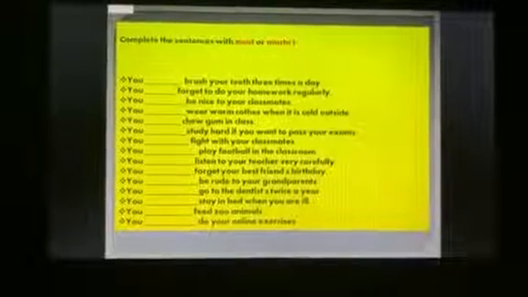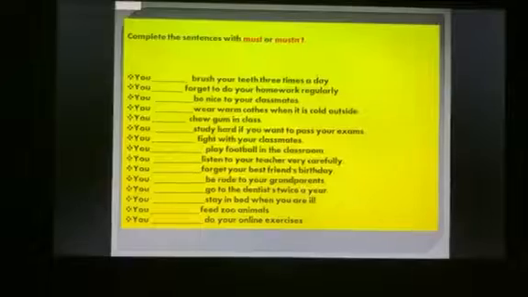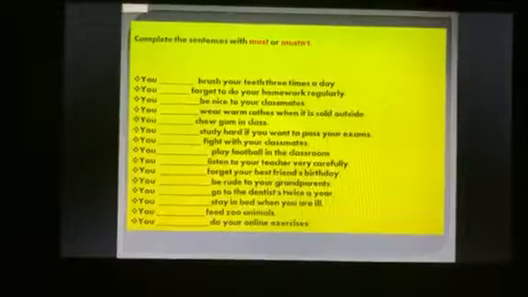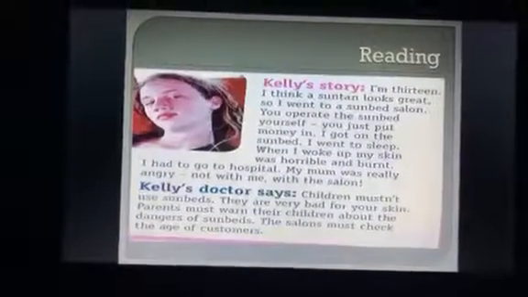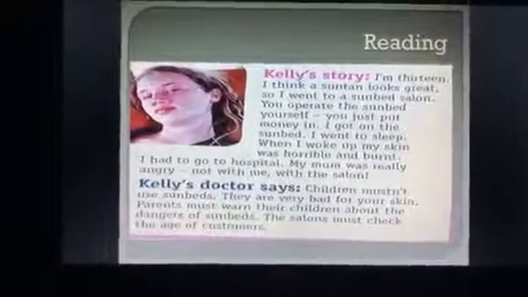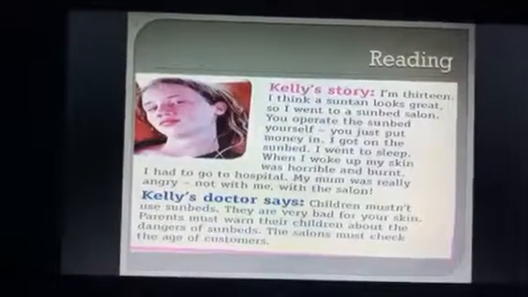Exercise, classwork. Complete the sentences with must or mustn't. Example: you must brush your teeth 3 times a day. Now, let's pass on the reading part. Kelly's story. In the reading part, we have 2 stories, so 2 teenagers, each of one telling us what happened to them.